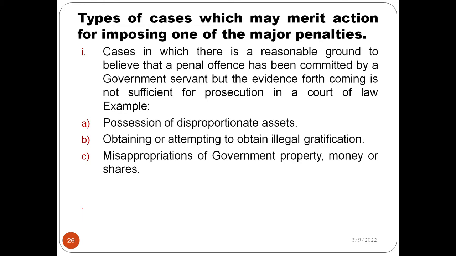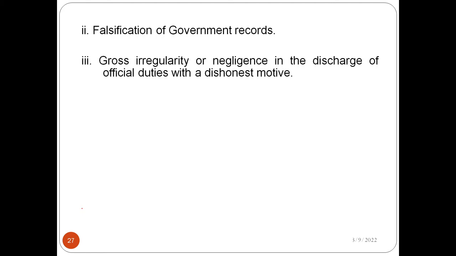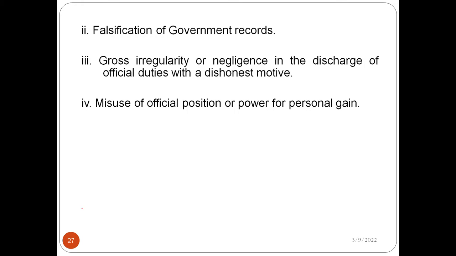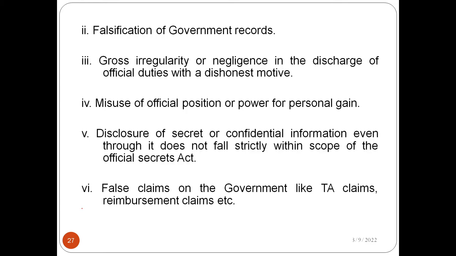misappropriation of government properties, money or shares, obtaining or attempting to obtain any valuable thing or pecuniary advantage without consideration or for inadequate consideration, falsification of government records, gross irregularities or negligence in the discharge of official duties with a dishonest motive, misuse of official position or power for personal gain, disclosure of secret or confidential information even though it does not fall strictly within the scope of the Official Secrets Act, and false claims on the government like TA claims, reimbursement claims, etc.